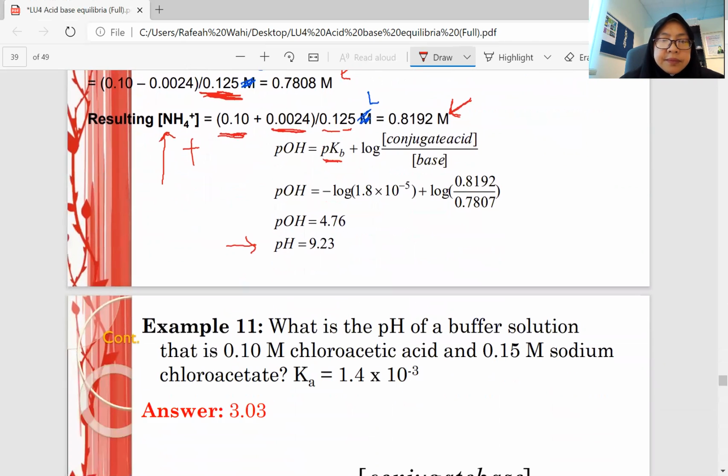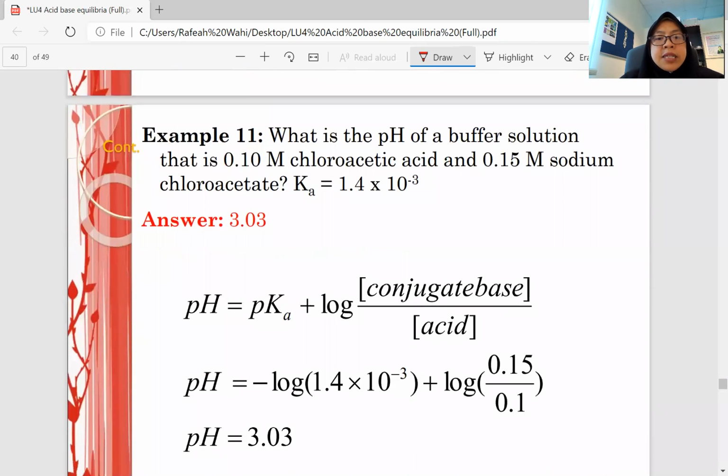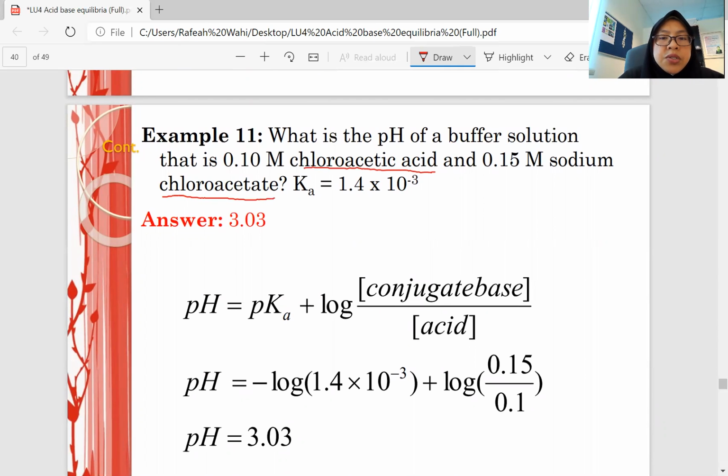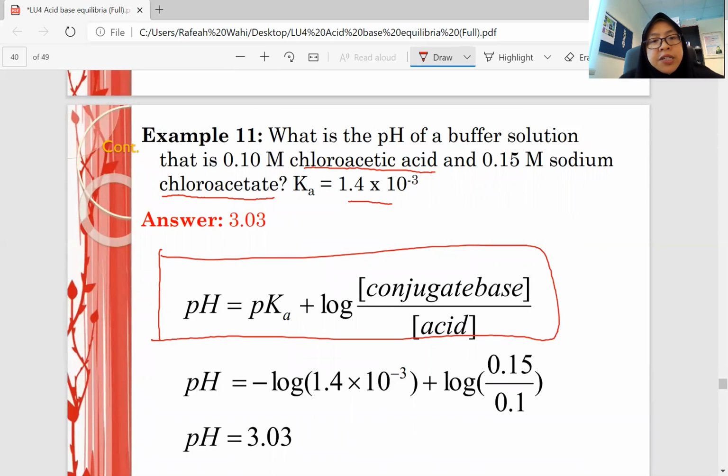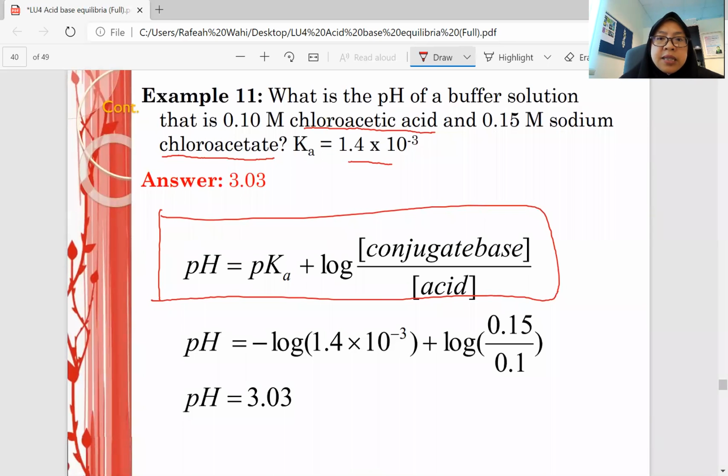Okay. Example 11, this is quite straightforward. What is the pH of a buffer solution that is 0.1 molar chloroacetic acid and 0.15 molar sodium chloroacetate? It's obvious here the buffer solution is a combination of a weak acid and also its conjugate base, and you are given Ka. First of all, you need to write down the Henderson-Hasselbalch equation: pH equals pKa plus log concentration of conjugate base divided by the concentration of acid.